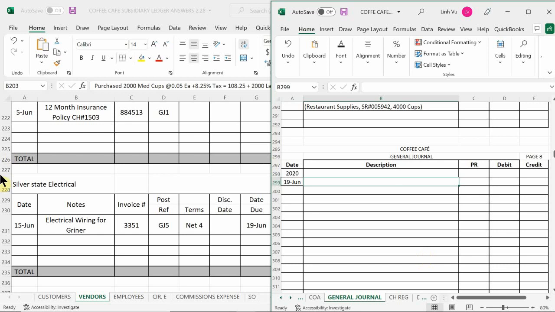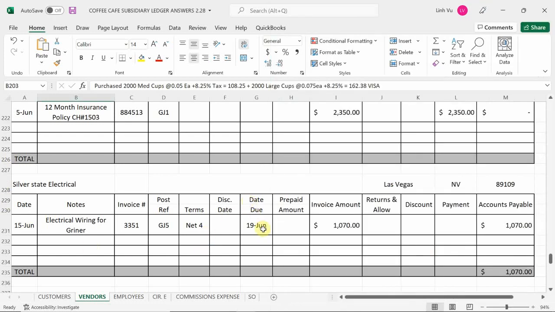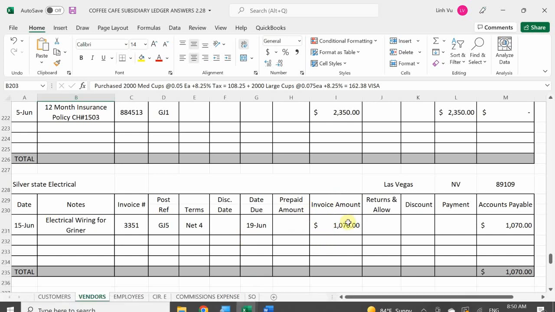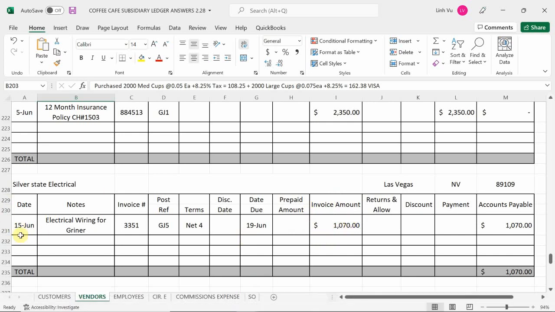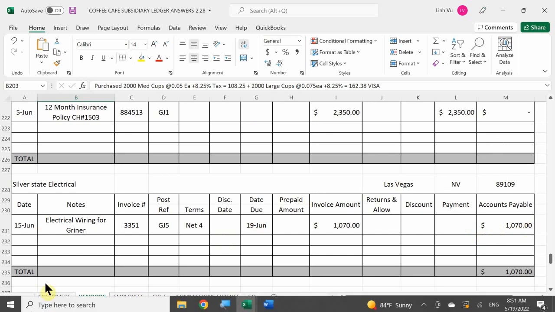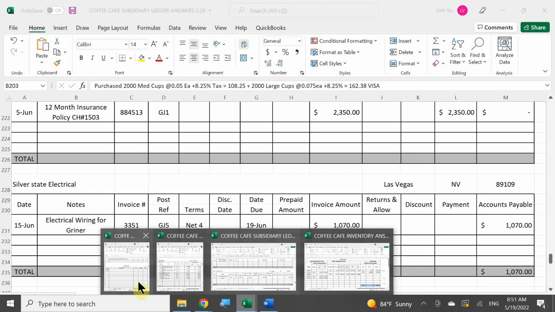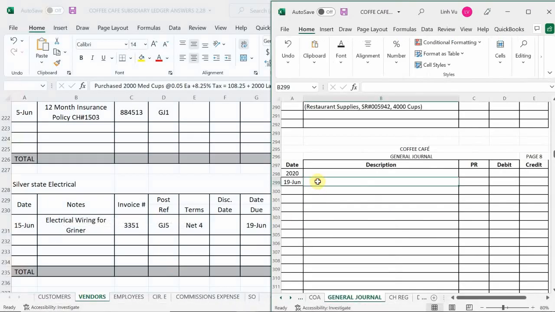Okay. Now in this case, it says I have to pay $1,070, right? What account do I need to use in order to pay it? Because I received a bill, that means I was already aware that I owe 1070, right? Hence, accounts payable. So accounts payable is what I need to use, because I recorded that I owed it.